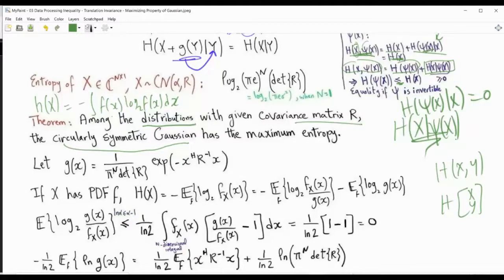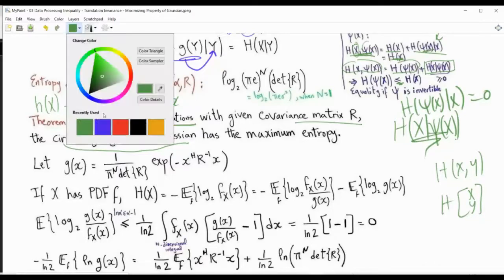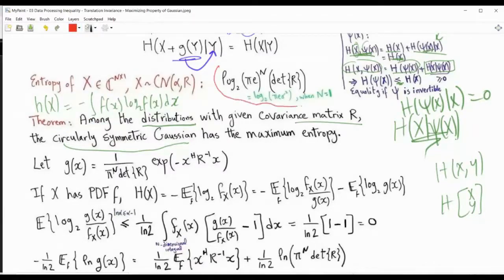If you know the PDF of the Gaussian distribution, you can just evaluate this integral, and this is the result that you will get. In the special case in which your random vector is just one single random variable, you get this result here: the entropy is log to the base 2 of 2 pi e sigma squared, where sigma squared is the variance.